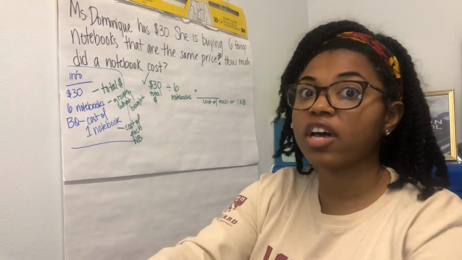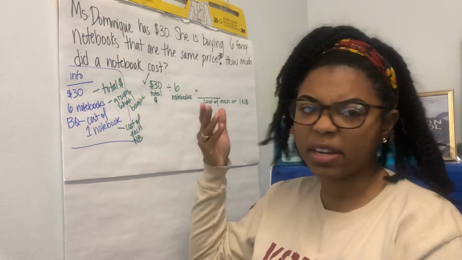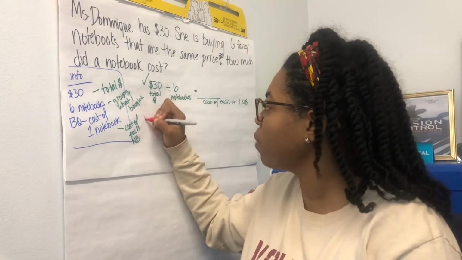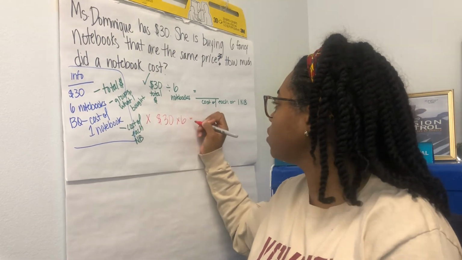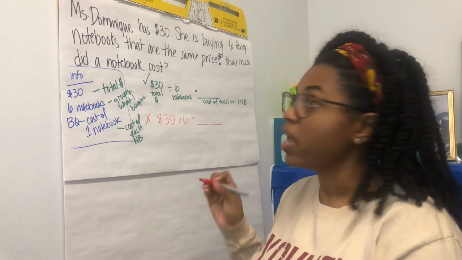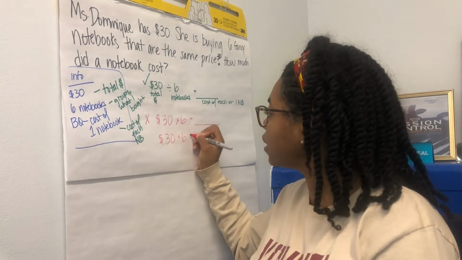Kids really struggle to understand division situations. They automatically just say, oh, it's the same amount in each group, I'm going to multiply. So you might see kids doing $30 times 6 equals our answer. If they really don't get it, they might say $30 plus 6 equals our answer.